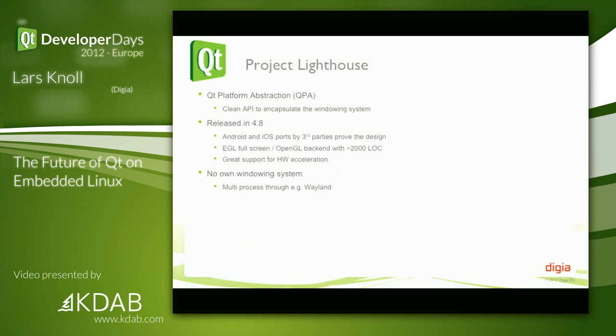What immediately proved the design was that we got third-party Android and iOS ports done, basically as one-man projects, giving us a lot of validation that yes, the abstraction was right. The windowing system, we could abstract that in a good way. We also could implement an EGL full screen backend, which used basically EGL to create a full screen surface and then OpenGL to draw into it. And the whole backend is around 2,000 lines of code. It's really small and easy to maintain, and it provides really great support for hardware acceleration.